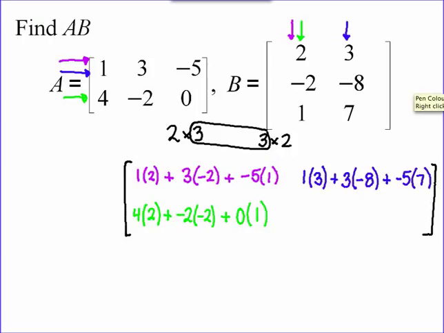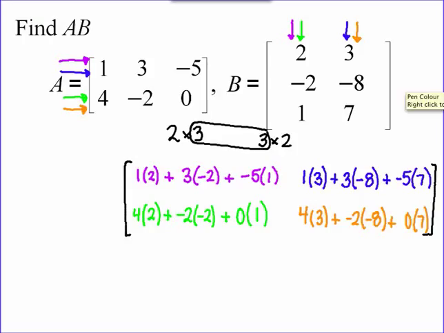All right, very last one we're going to do, row 2, column 2. So I'm going to take 4 times 3 plus negative 2 times negative 8 plus 0 times 7. Good. And so that's how we're going to get a 2 by 2.